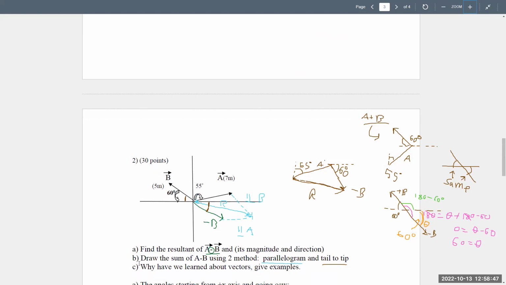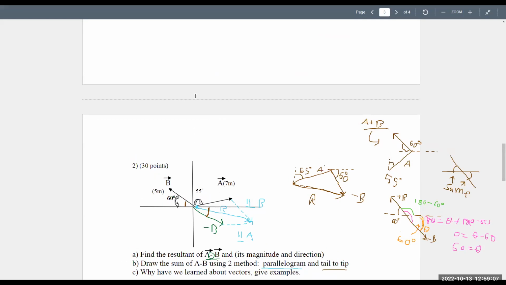And then it asks, why have we learned about vectors? Give examples. Vectors are really useful because they have magnitude and direction. They show velocity, acceleration, and forces. Sometimes I think displacement counts too. So they're kind of important for explaining the natural world. I'll write that in later.